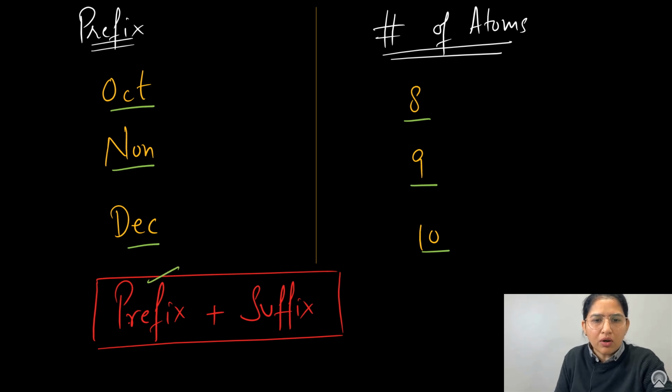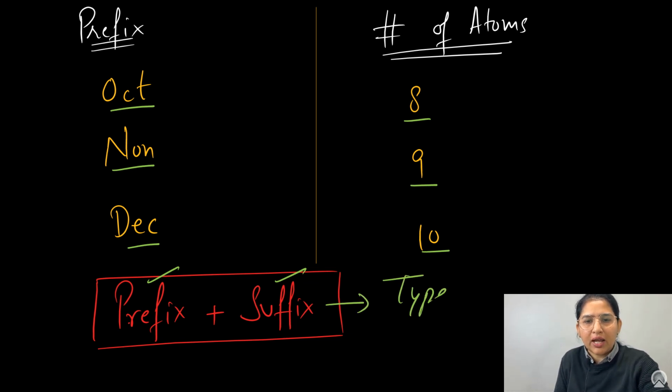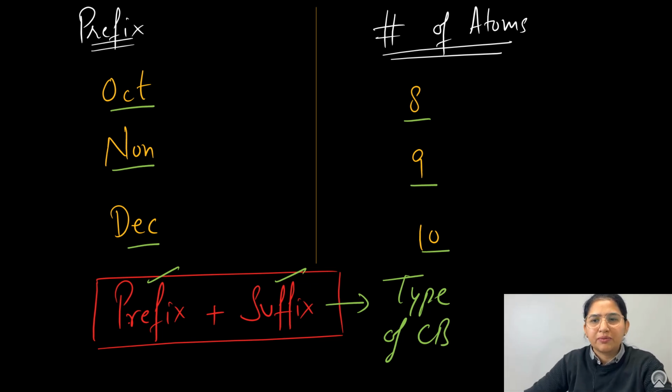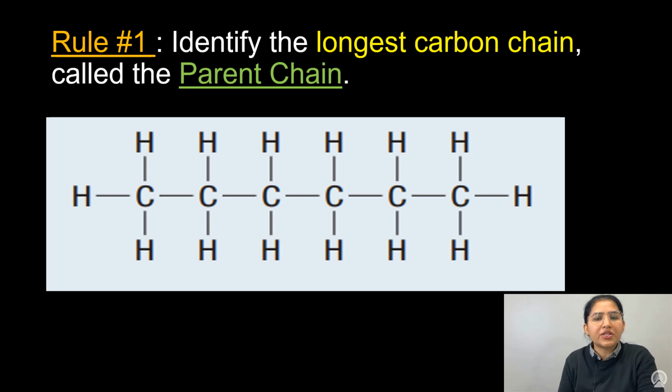So now I hope you are okay with this general formula, that is prefix plus suffix, where the prefix represents the number of carbons. For that we are going to use these prefixes by looking at how many carbons we have. Conversely, the suffix represents the type of covalent bond, whether it is going to be single, double or triple. Now let's start with the rules. Let's discuss rule number 1.